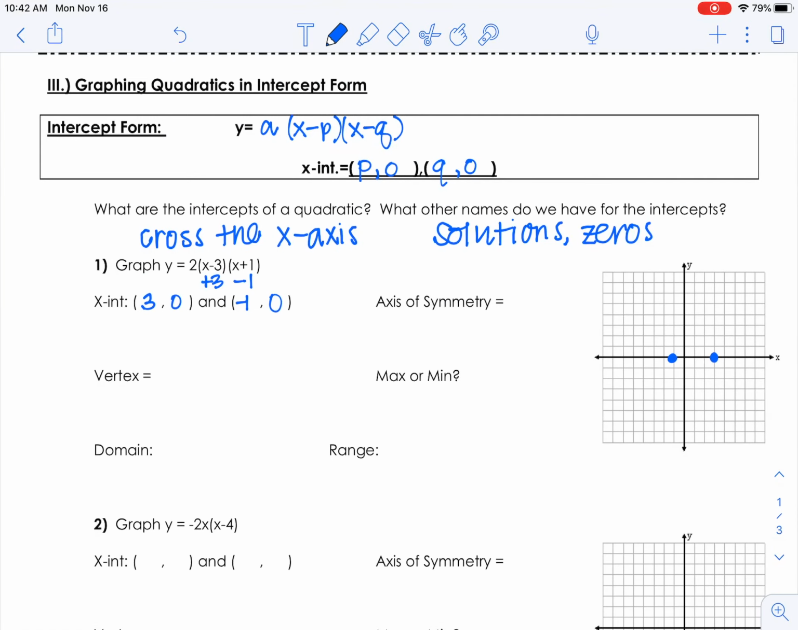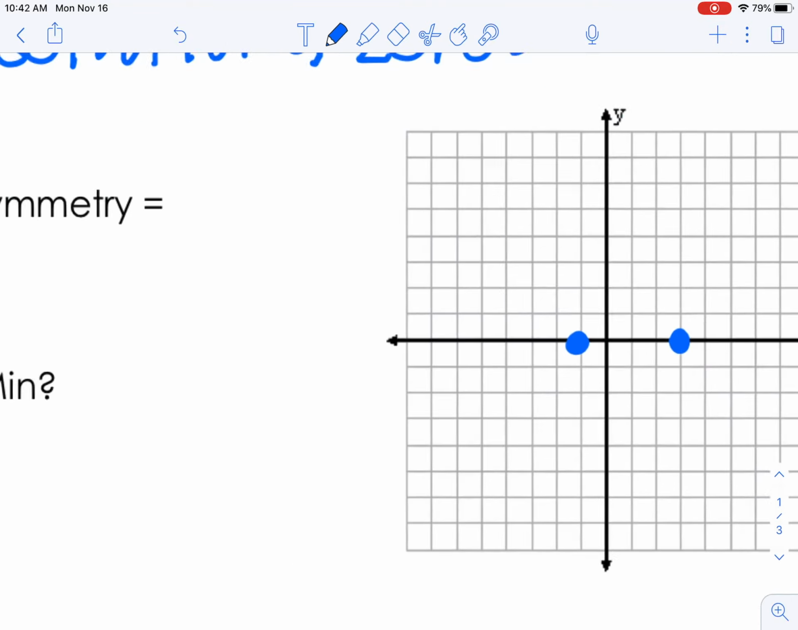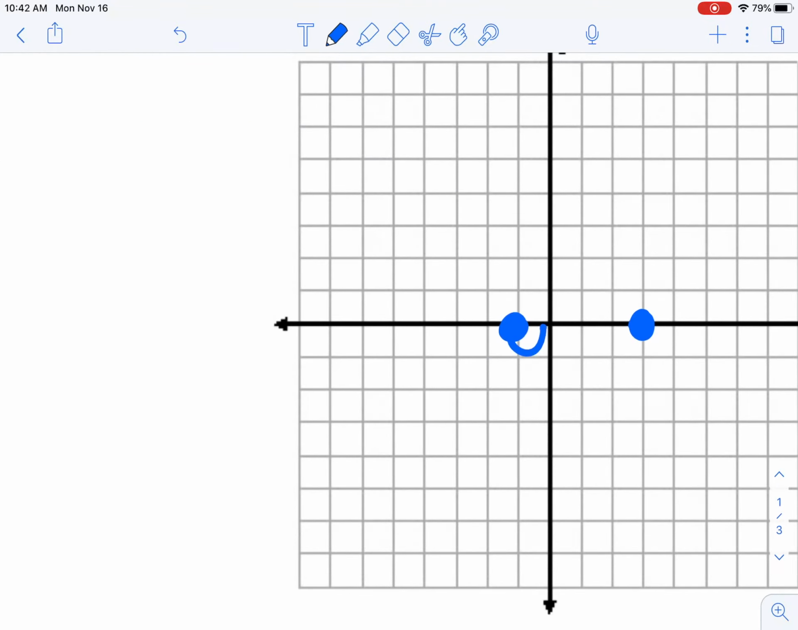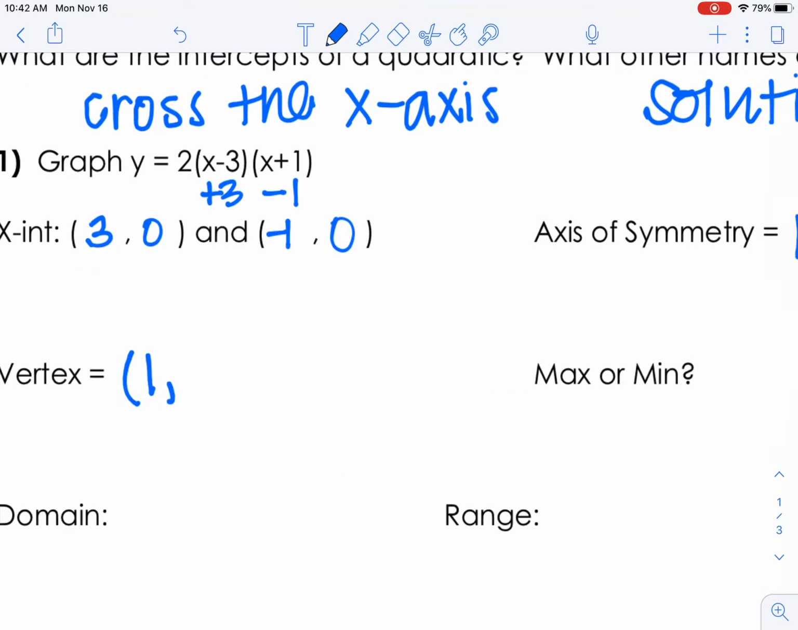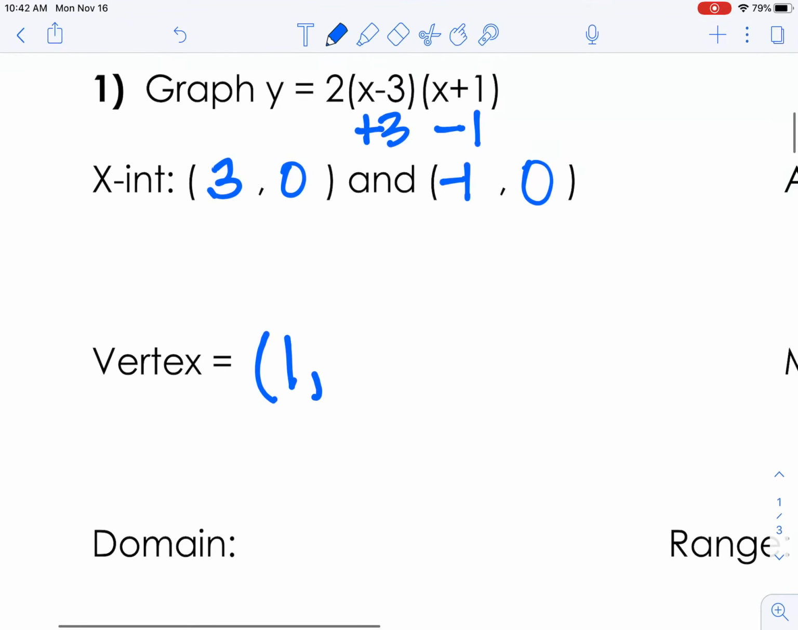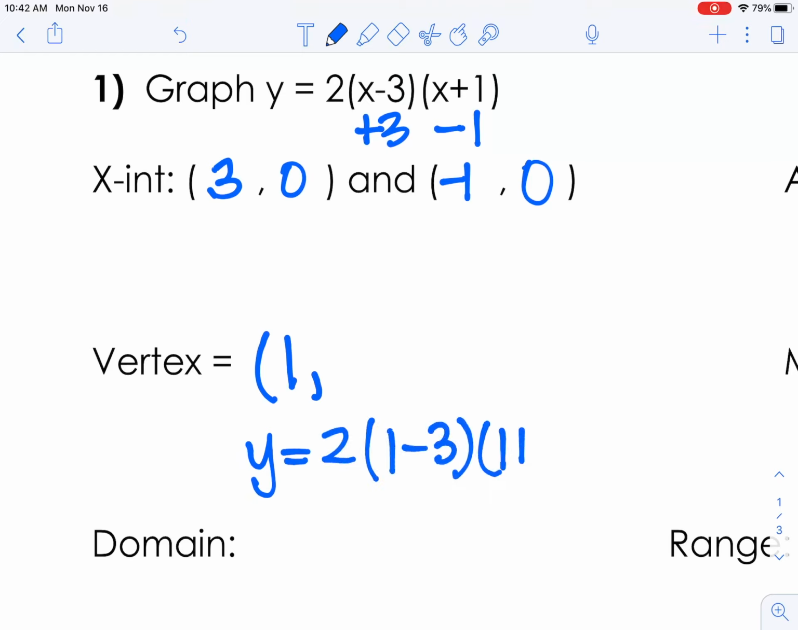Okay, the axis of symmetry is directly in the middle of these two. So if I go 1, 2 to the right and 1, 2 to the left, I find out here that my axis of symmetry is at positive 1. So that means the x part of my vertex is 1, and just like we did with standard form, I'm going to plug that in to find the y. So 1 minus 3, 1 plus 1.